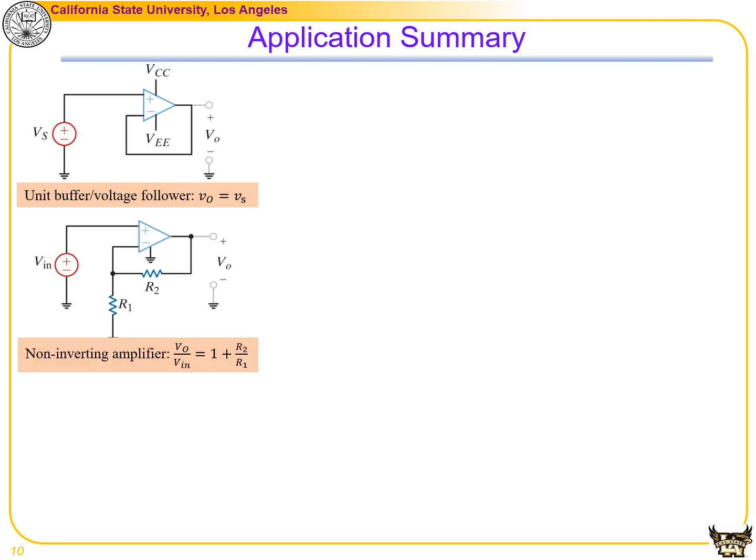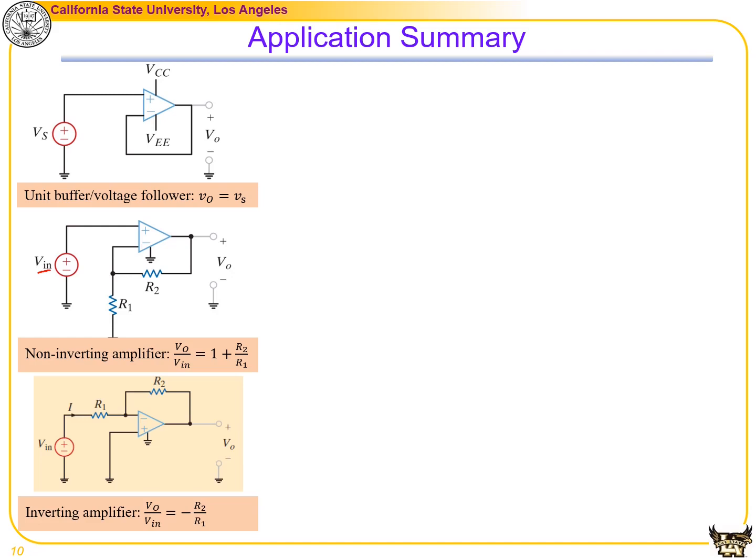The second application is a non-inverting amplifier. In this application, the input signal is connected to the non-inverting terminal, and the resistor network is connected on the inverting terminal. The third application is an inverting amplifier, where the signal is connected to the negative terminal, or the inverting terminal, and so is the network. With that setup, VO over Vin is equal to negative R2 over R1.